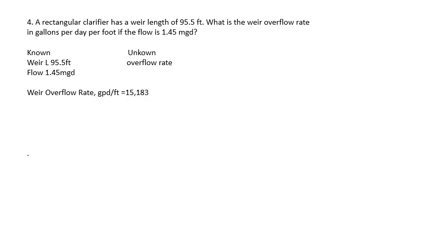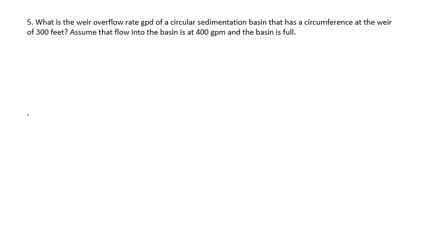Your weir overflow rate is 15,183 gallons per day per foot. Question number 5. What is the weir overflow rate in gallons per day of a circular sedimentation basin that has a circumference at the weir of 300 feet? Assume that flow into the basin is at 400 gallons per minute and the basin is full.